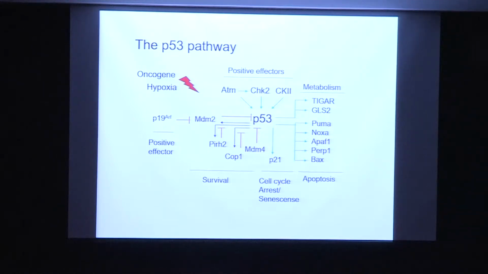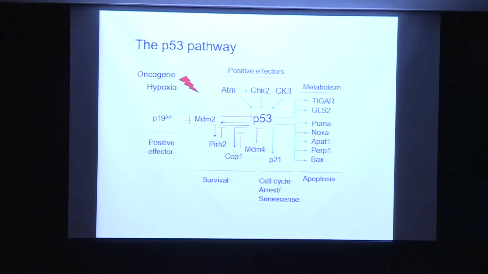So because P53 has this activity, because it responds to abnormal cell behavior, responds to DNA damage, and it can induce this arrest, senescence, and apoptotic phenotypes, it's a critical tumor suppressor. And it is mutated in almost all cancers.